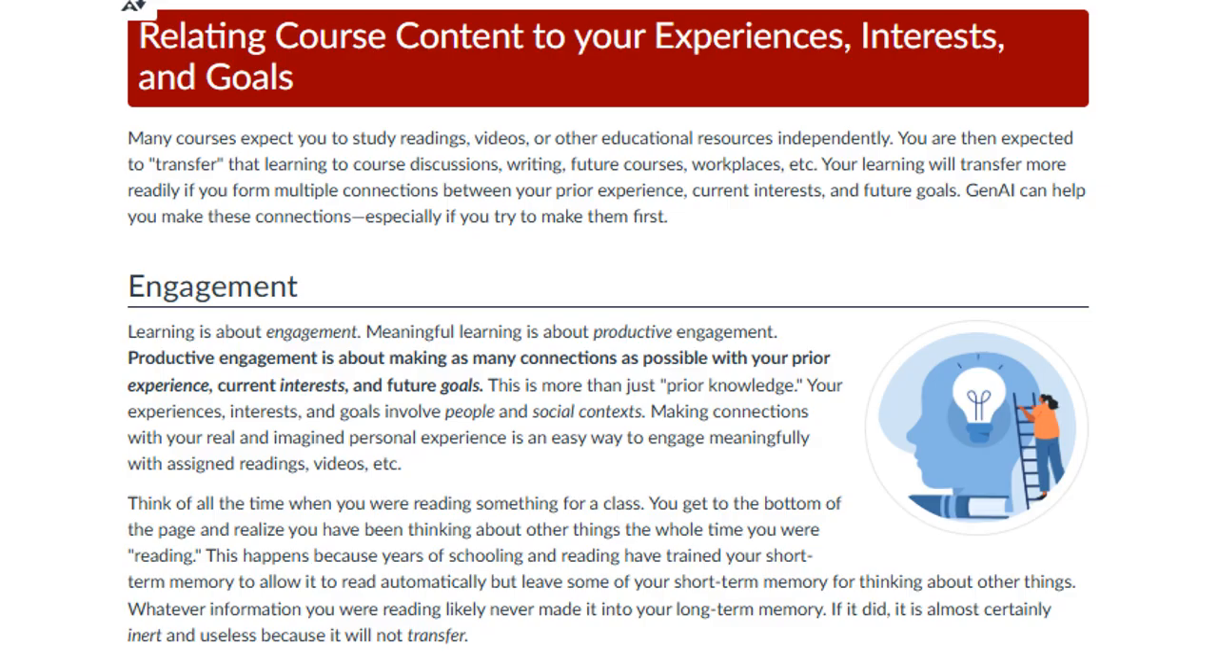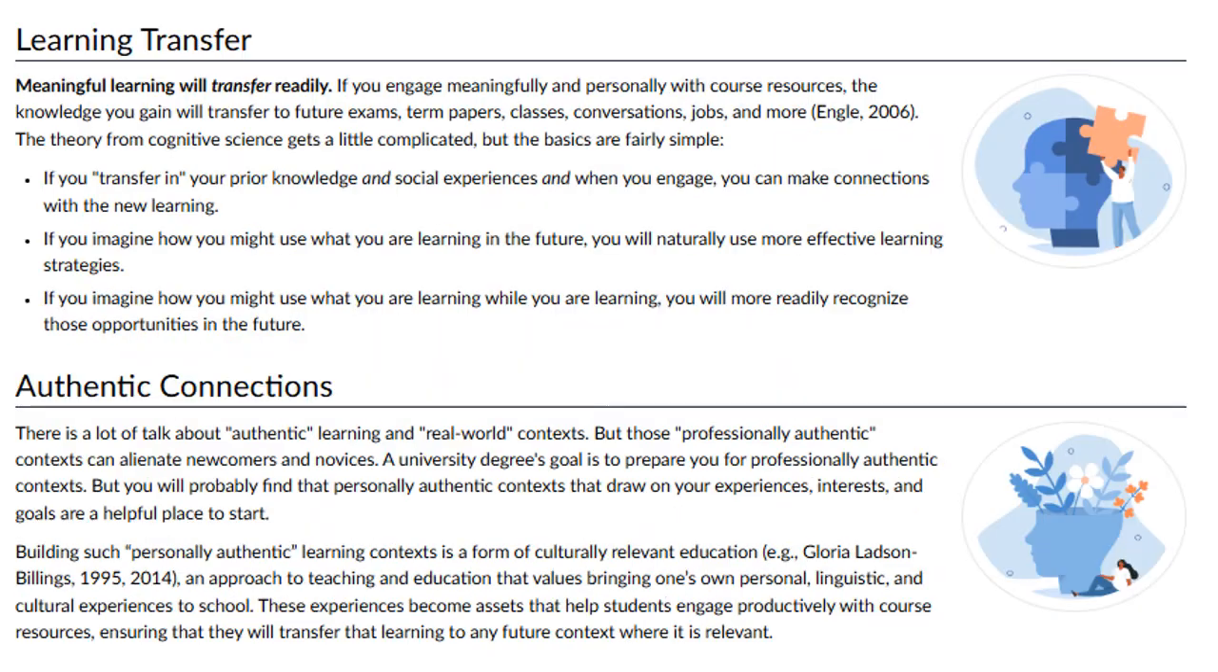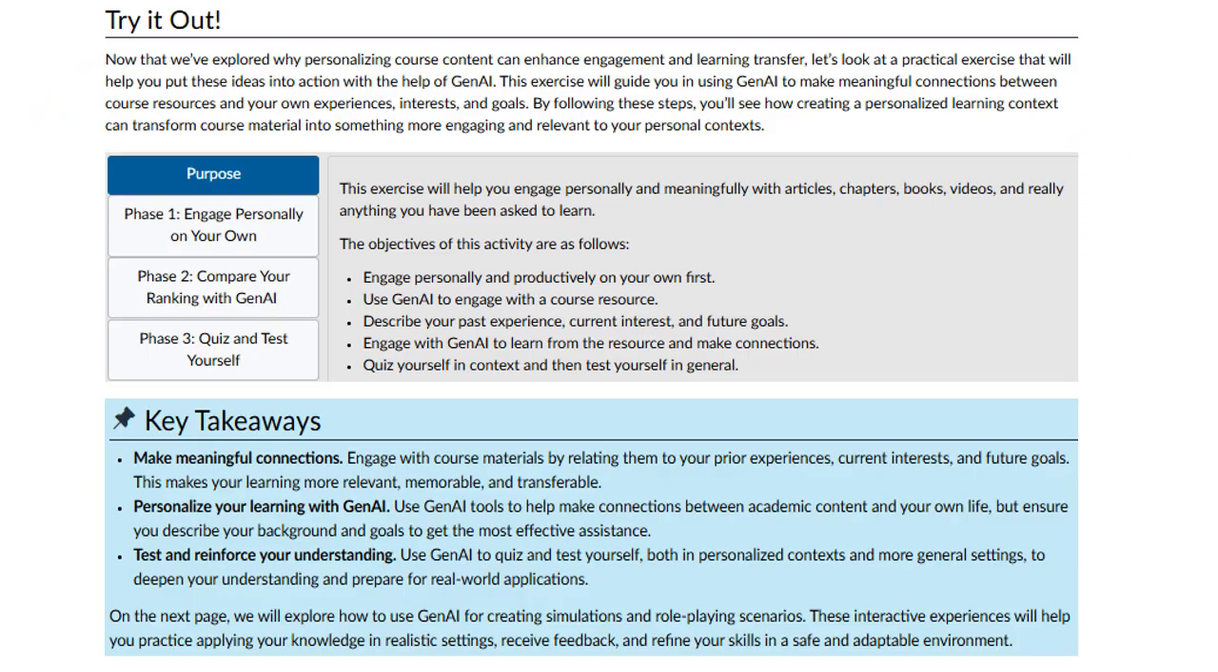I talk a little bit about engagement. I try to make this accessible to undergraduates. And I talk about transfer, and I give some very everyday explanations of why making numerous connections with personally relevant people, places, and topics and times beyond the course will help ensure that you transfer the learning that you engage in class. And I talk some about personal authenticity, and then I ask students to try it out. And so this is this little step-by-step thing.